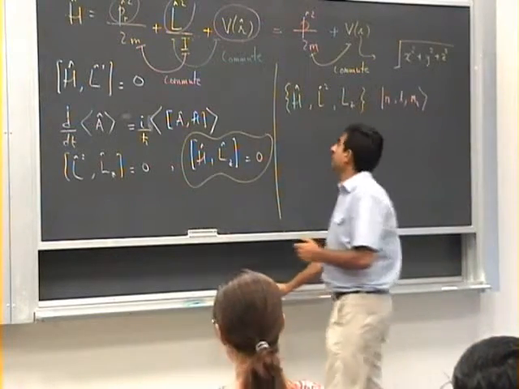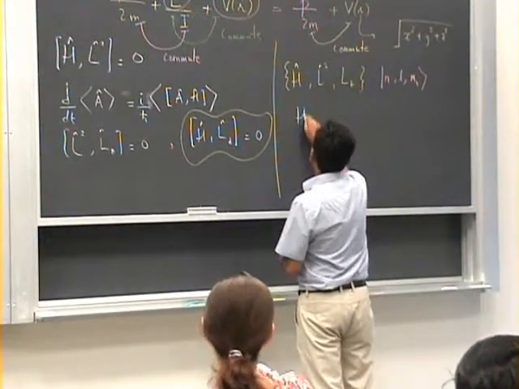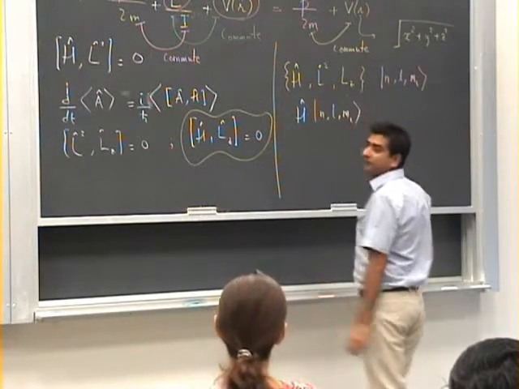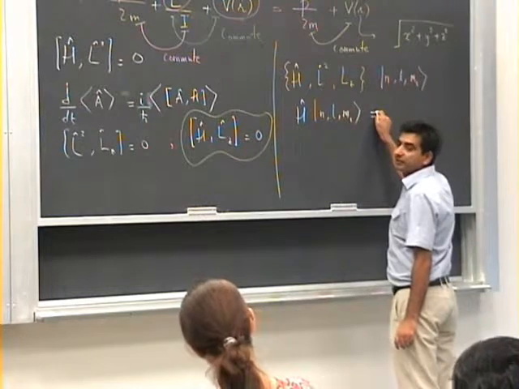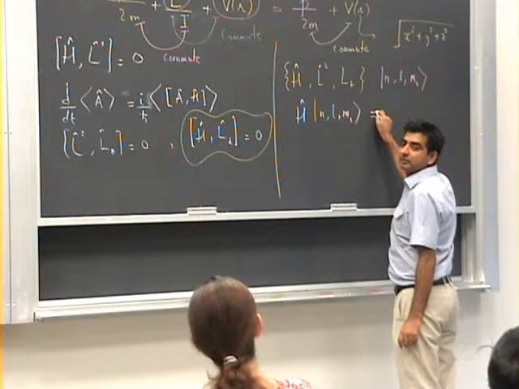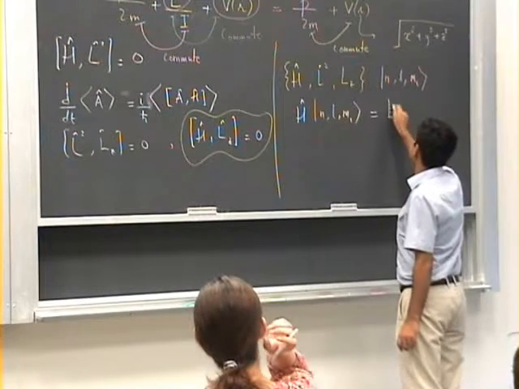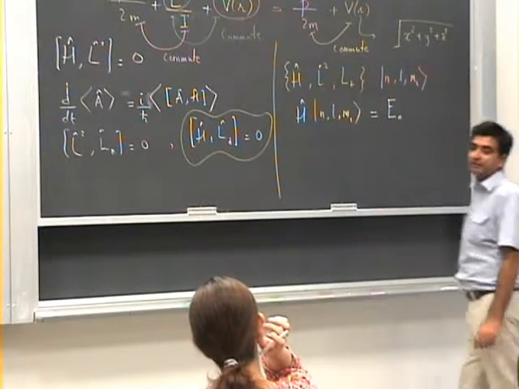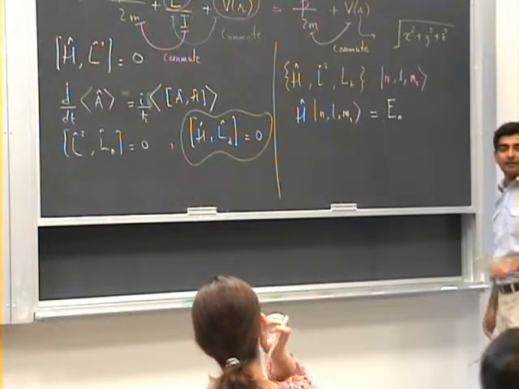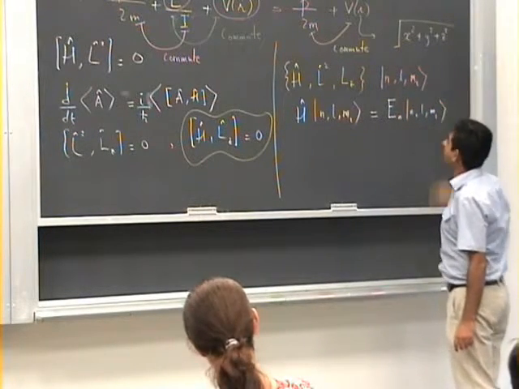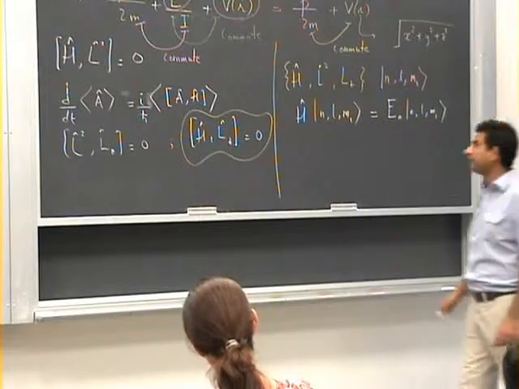In other words, if this Hamiltonian operator acts on this state |n, l, m_l>, what will we get? We get the energy, which is labeled by n and only depends upon n. We will not get l or m_l.